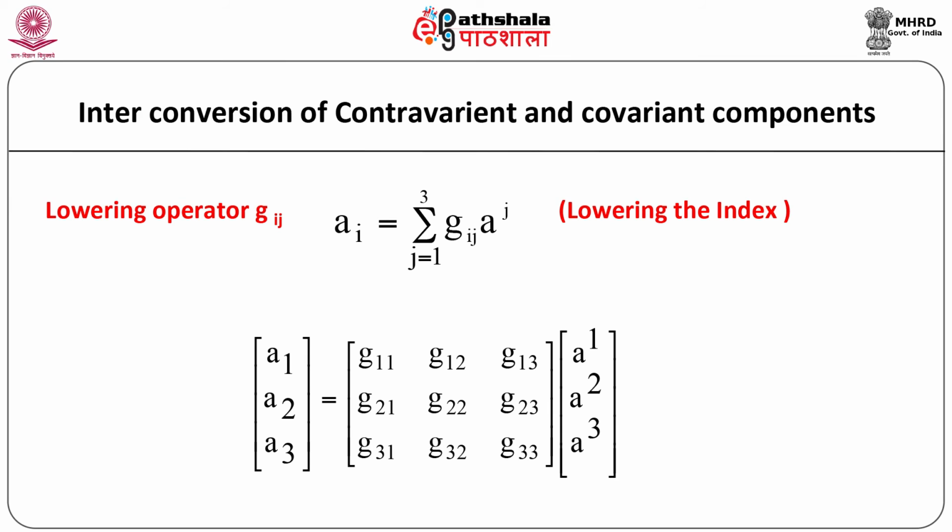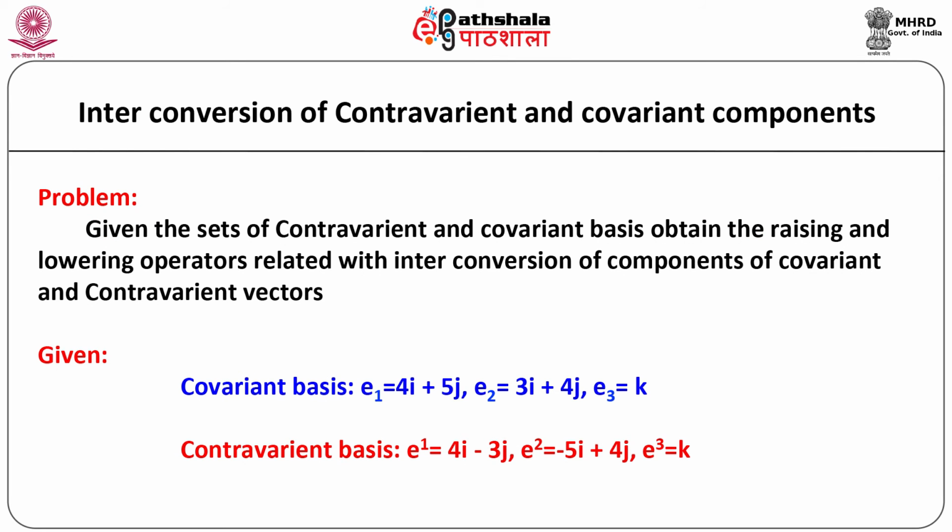Similarly, if we know the contravariant components A superscript i, we can compute its covariant ones by using the relation as shown. This is called lowering the index. These two operators are inverses of each other. Let us see some examples to understand the computational aspect of lowering and raising operators.